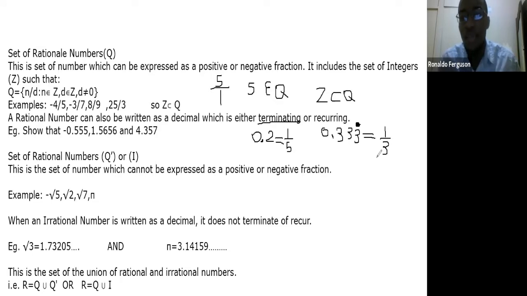It can be expressed as a fraction, n over d. As long as it can be expressed as a fraction, it is a rational number.